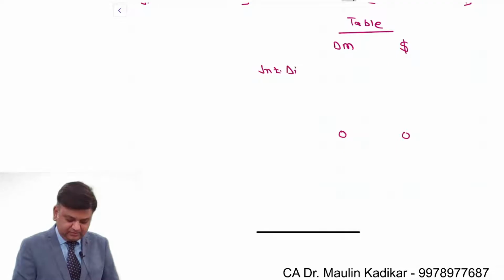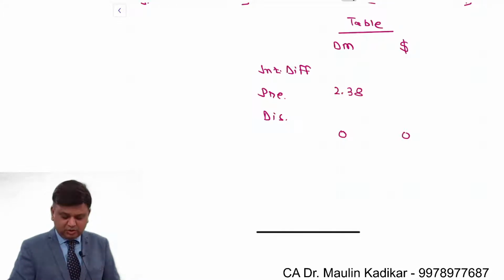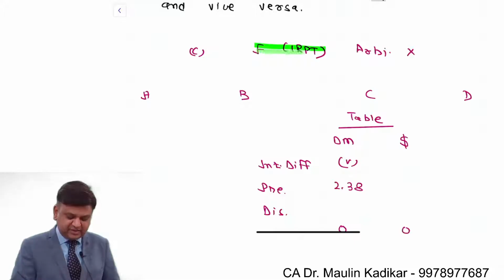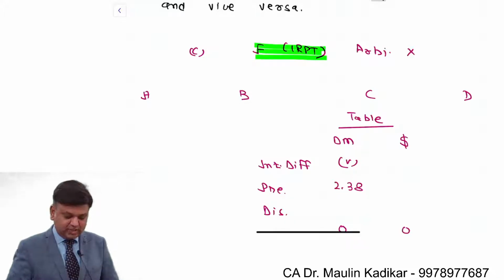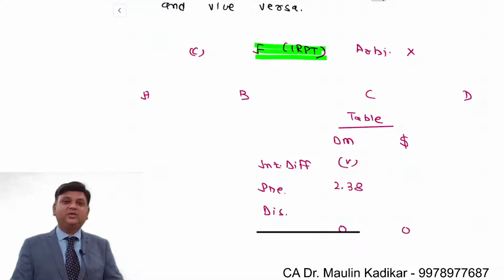Interest differential, premium, discount. We understand that the Dutch mark currency is at a premium of 2.38%, something that we have computed. So interest differential must be equal to that. Why? Because the forward exchange rate is as per IRPT. So the currency which is having the lower rate of interest must be at premium to compensate the lower interest rate. The currency which is having higher rate of interest must be at a discount to cover up the higher interest rate differential.